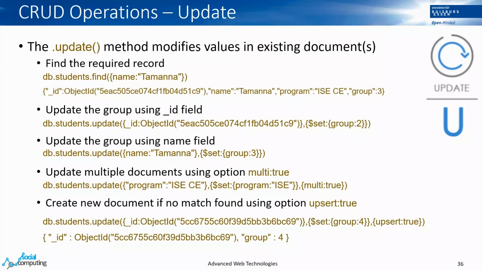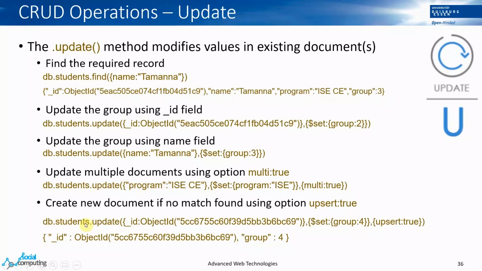And there is another option. Let's assume you specified a criteria, but there is no record that fulfilled that criteria. So what should be done? There is an option available which is called upsert. It's a kind of two-step process: either update, if not insert. So this is called upsert true.